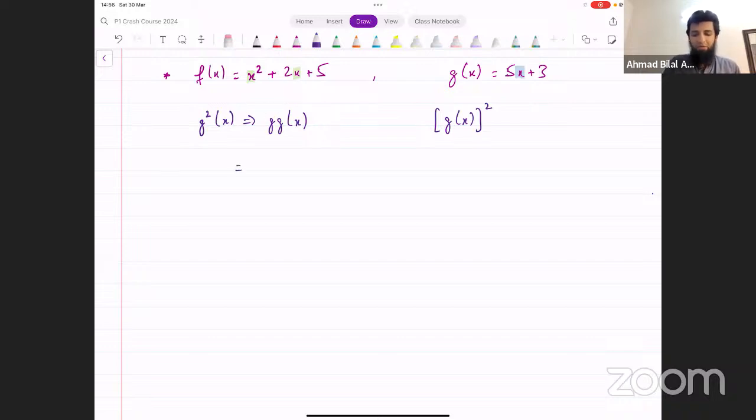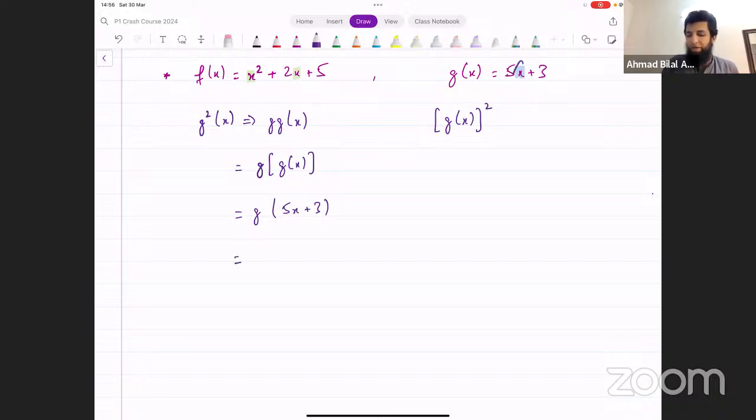How would you evaluate this function? This is also a composite function. It's a function like this that you're inputting the function g inside the function g. So what does that become? You could use brackets like this. You could say it's g of g of x. So inside g, you have to input g. What does that mean? What's g of x? G of x is this 5x plus 3. So it becomes g of 5x plus 3.